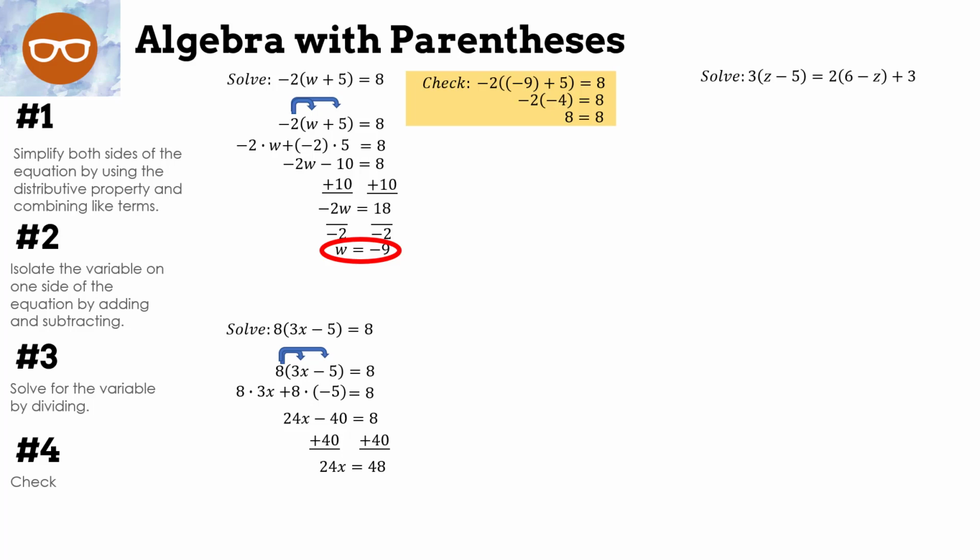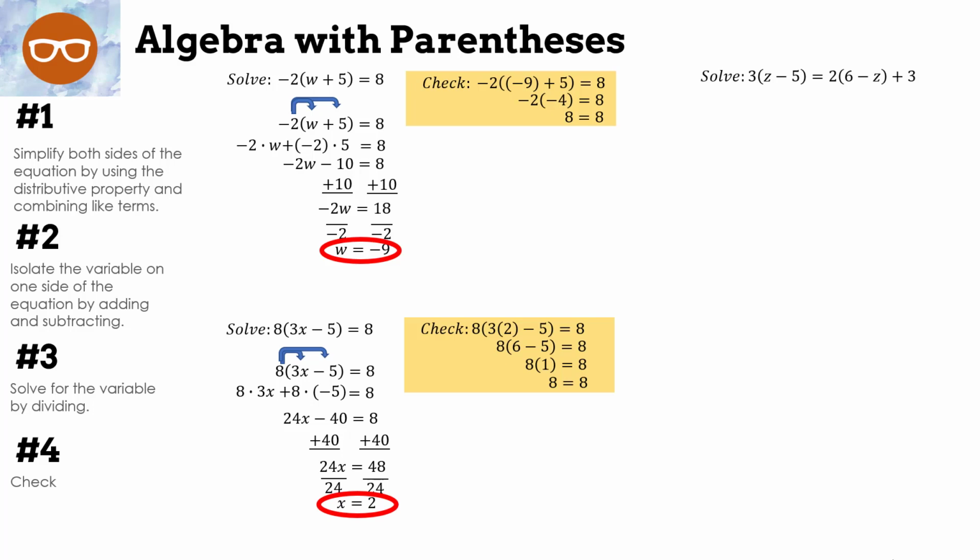Whenever I have a number next to a letter, that means to multiply. And the opposite of multiplying is dividing. So I'm going to divide both sides by 24, and x equals 2. Now we have to check it. So the first thing you're going to do is substitute 2 in for x. We need to follow the orders of operations, so we have to do what's in parentheses first. 3 times 2 is 6, 6 minus 5 is 1, and 8 times 1 is 8. Yay! We did it right. x equals 2.